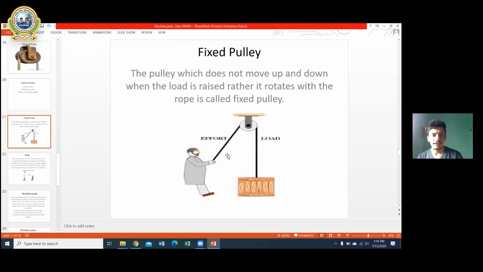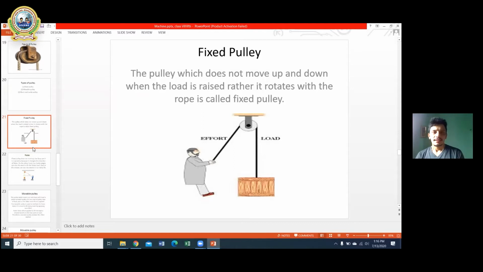The pulley which does not move up and down with the load when the load is raised, but only rotates, is called a fixed pulley. A pulley is said to be a fixed pulley if it rotates when the load is pulled upward. We learned this in our previous class.